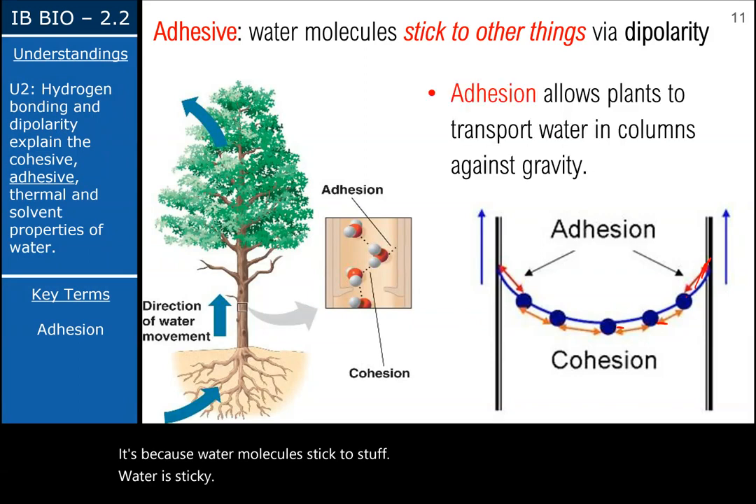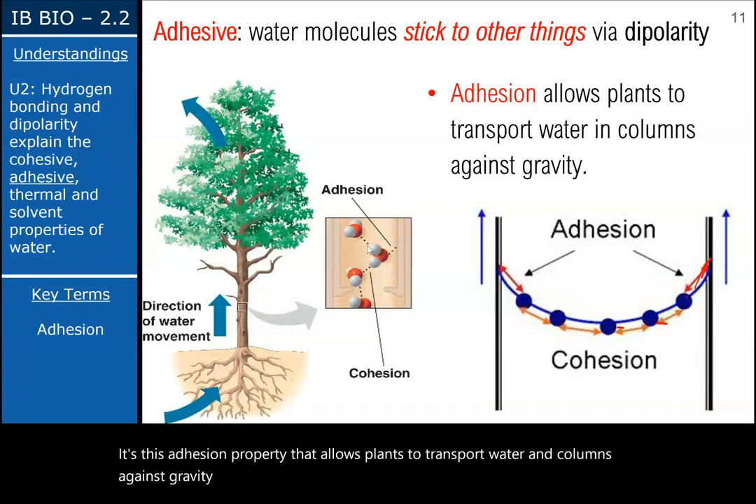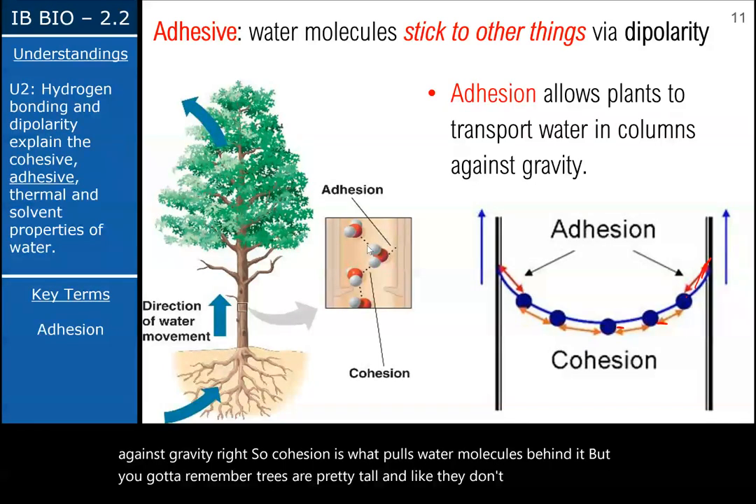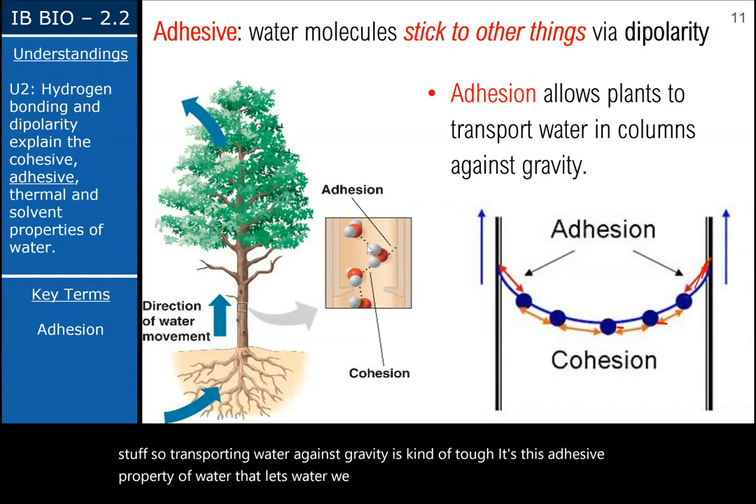It's this adhesion property that allows plants to transport water in columns against gravity, right? So cohesion is what pulls water molecules behind it, but you have to remember trees are pretty tall and they don't have muscles and stuff. So transporting water against gravity is kind of tough. It's this adhesive property of water that lets water be transported high against the force of gravity.